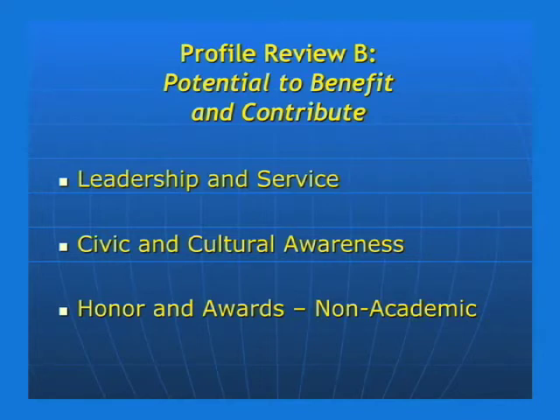Conversely, on the Profile Review B score, this is where we're looking at the student's potential to benefit and contribute. And on this score, we're really looking at the student's leadership and service, both on and off their high school campus, their civic and cultural awareness, and also other honors and awards that are non-academic. For example, MVP of a baseball team.